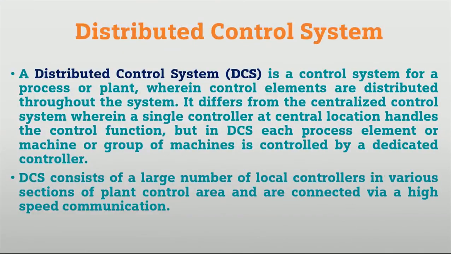So distributed control system, or DCS, is actually a control system for any process or plant where control elements are distributed throughout the system or network. It differs from centralized control, where a single controller at a central location handles the total system, but in DCS every process element has its own dedicated controller. Second, DCS consists of a large number of local controllers and they can have different communication protocols. So it can be Profibus DP, Profibus PA, or industrial Ethernet or Profinet.